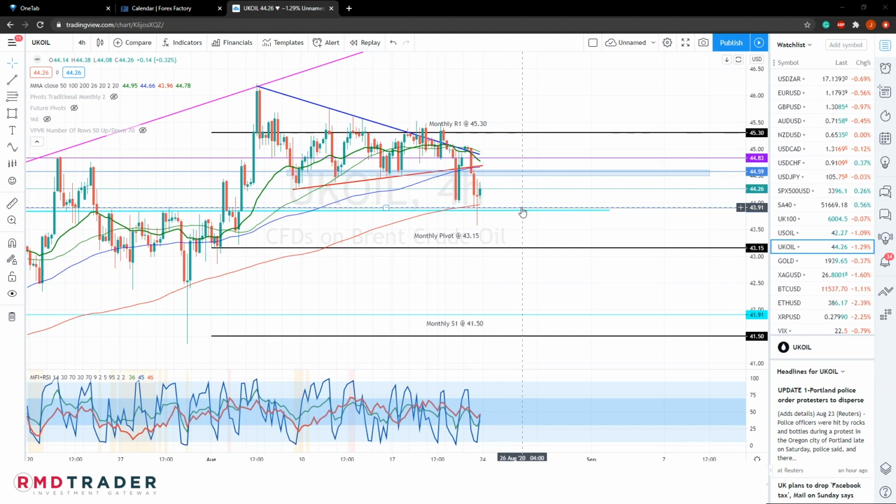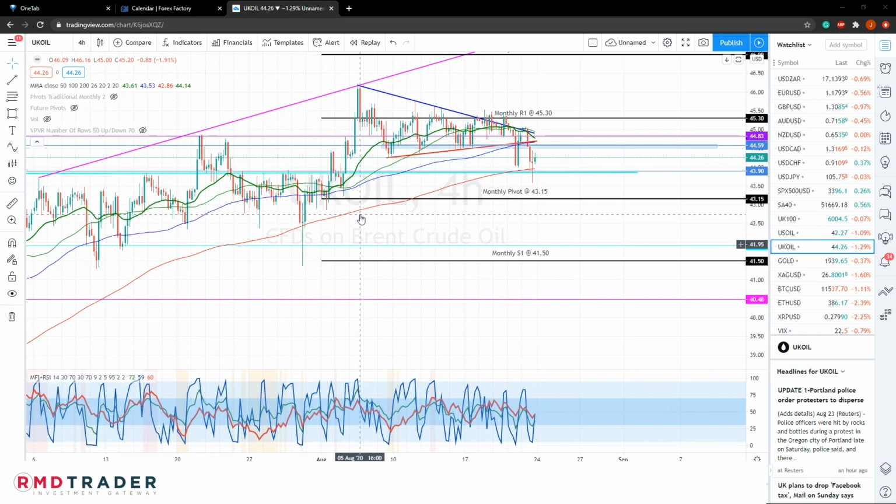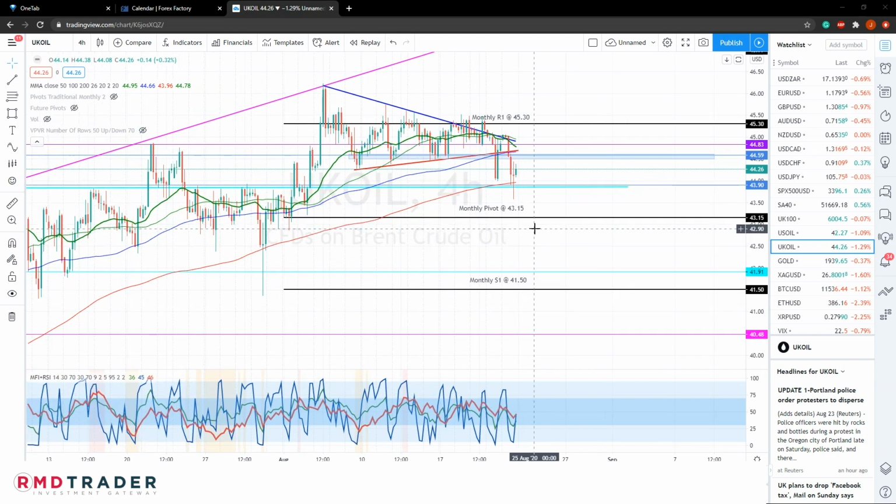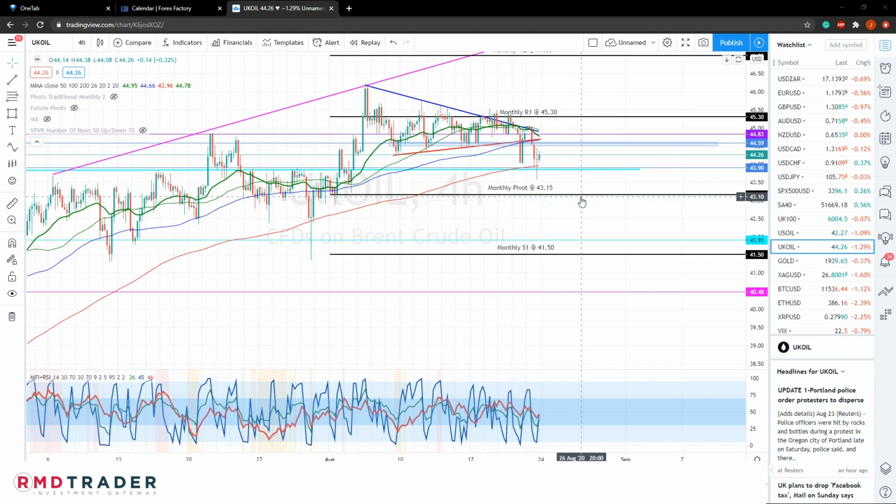And should we break below this, which is also our 200 SMA on the 4 hour, that will take us lower to the monthly pivot at $43.15. Should this level break lower in a very, very bearish scenario, that could take us as low as 41.50 to 41.90, as that is our previous area of support.